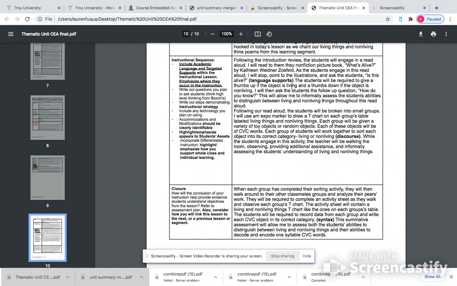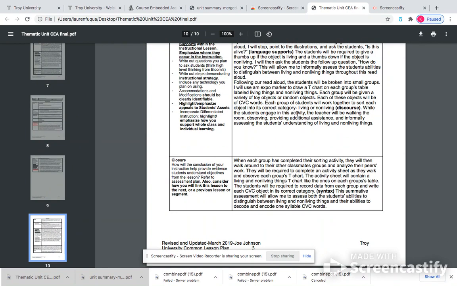For the instructional sequence of day 3, the students will engage in a read aloud. There will be a nonfiction story, What's Alive? I will read that to them, and the students will engage as I stop and point to each illustration, and I'll ask them prompting questions such as, is this alive? Pointing to an image. The students will be required to give a thumbs up if it is alive and a thumbs down if it is not. If it is a living thing, I may ask the students, how do you know? Does it breathe? Does it change? And they will engage in that discussion.